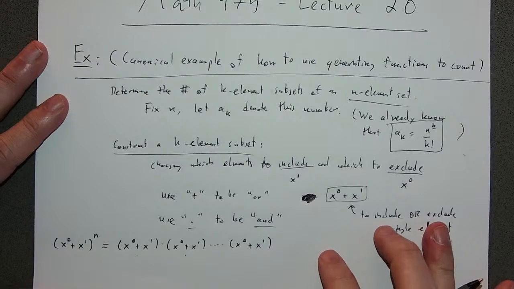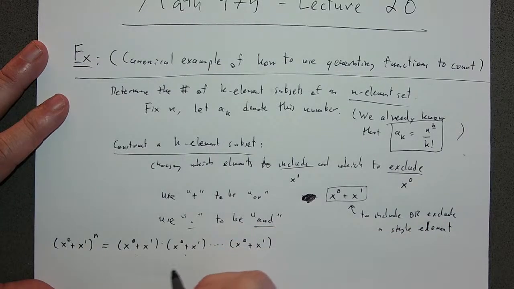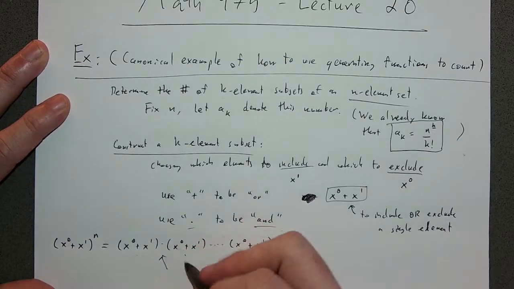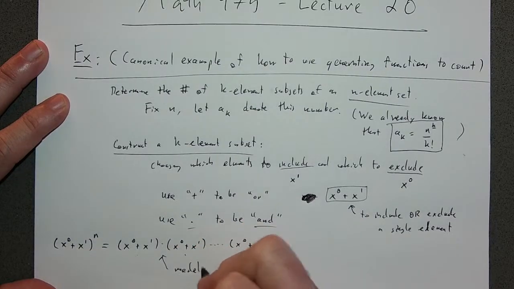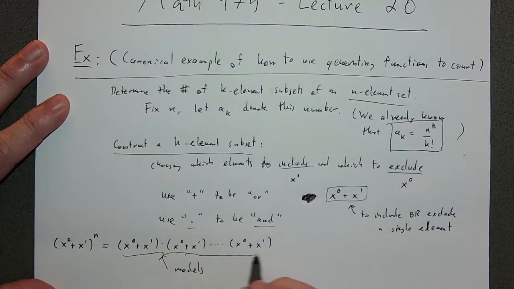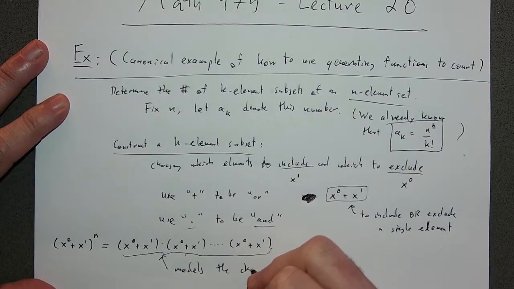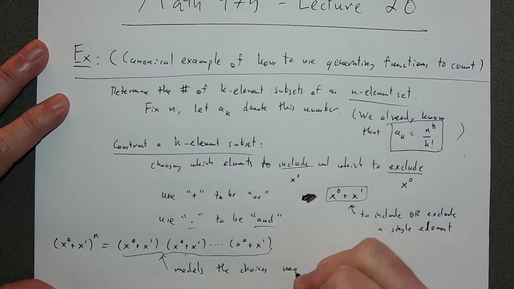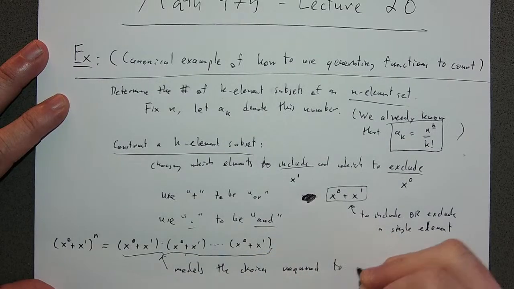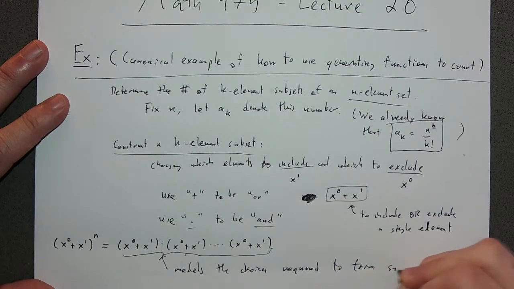is telling me what? This is the n choices to be made, right? So this is modeling, and maybe I'm not pointing to any particular thing here, I'm pointing to the whole product. So this models the n choices that I have to make here, right? All right. So it models the choices required to form such a subset.